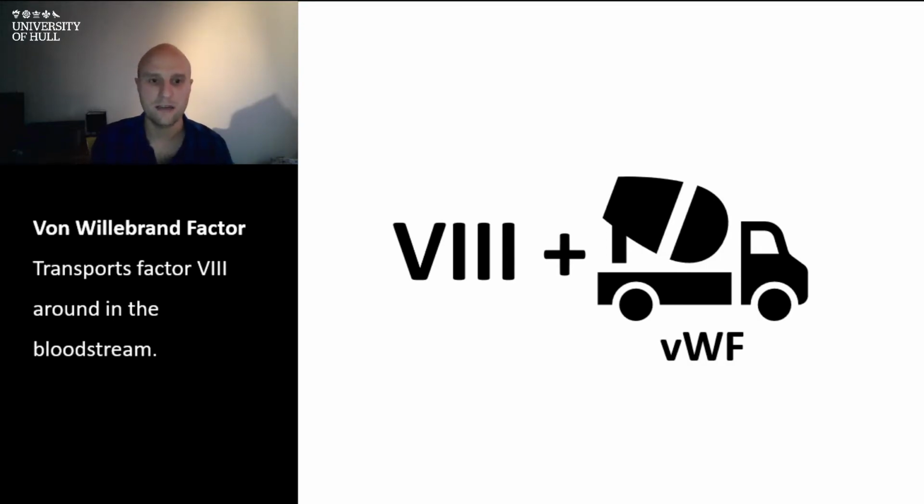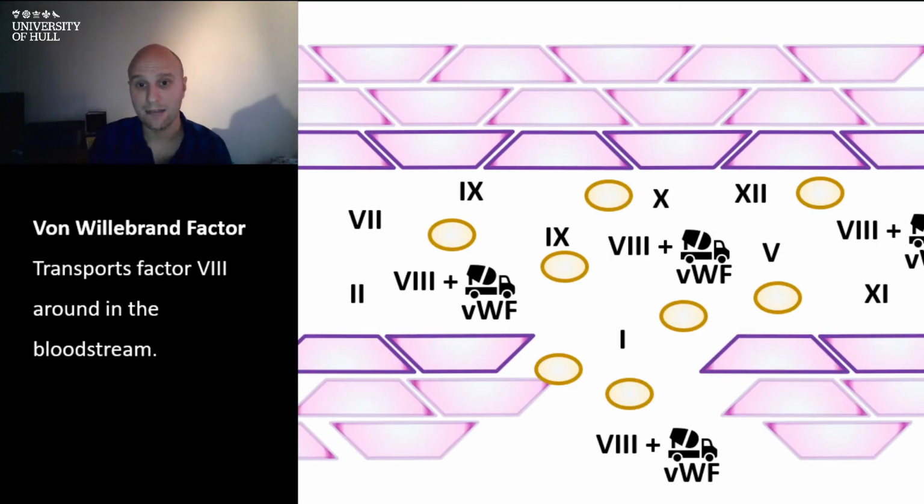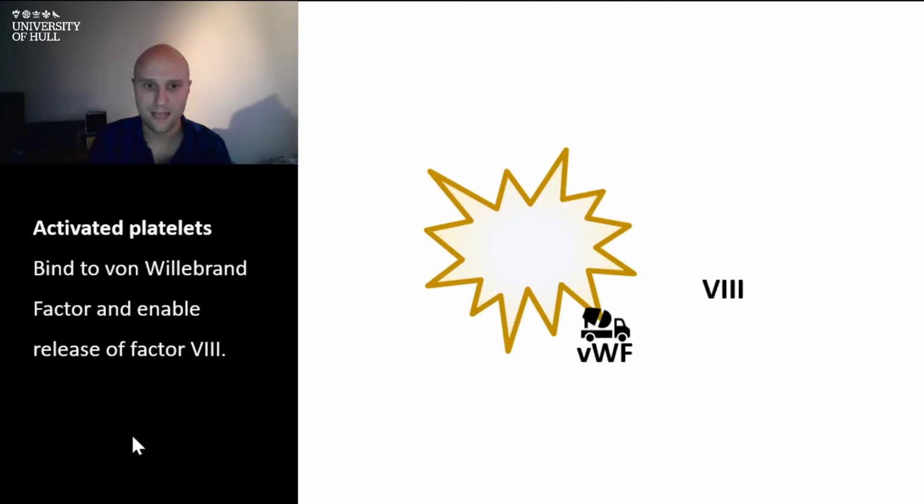Another couple of factors that I'd like to draw your attention to are von Willebrand factor and factor VIII. And these circle around the bloodstream, and they go around together, factor VIII and von Willebrand factor. So we have our damaged blood vessel here. We've got all the different clotting factors and our non-activated platelets. Now, when our platelets become activated, what they do is they'll break that bond between factor VIII and von Willebrand factor.